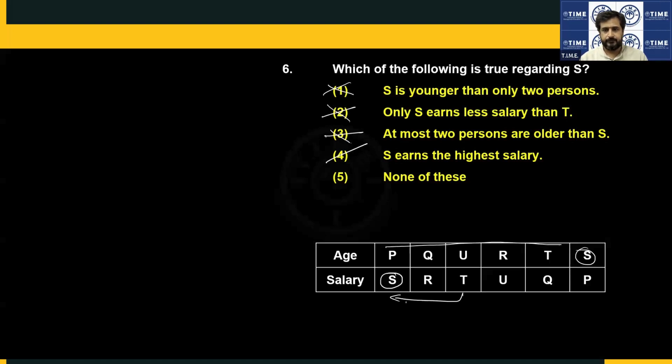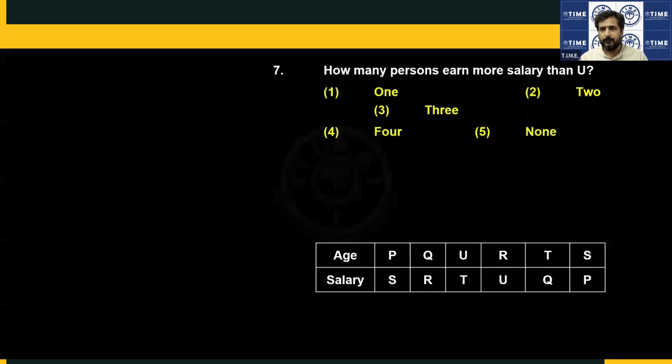Okay. How many persons earn more salary than U in terms of salary? More than U: 3 people, S, R, and T. Choice 3. Okay, fine.